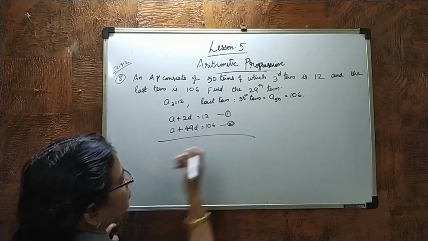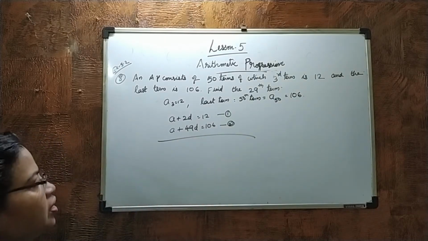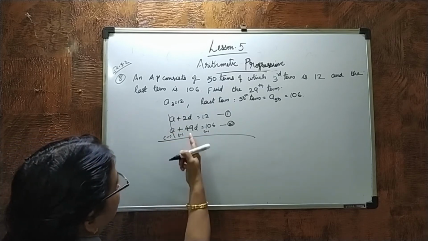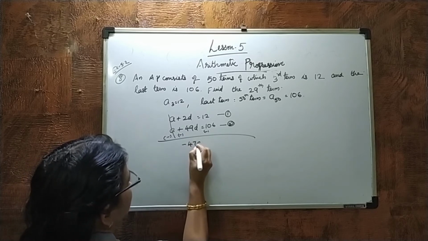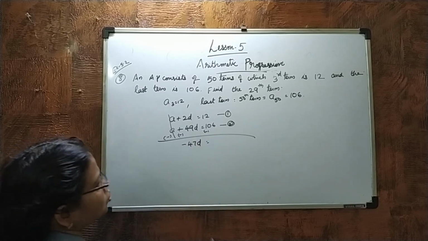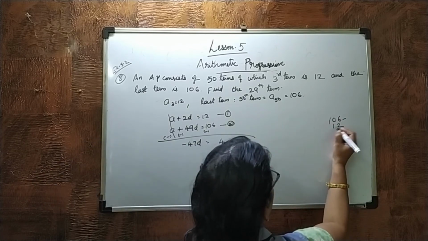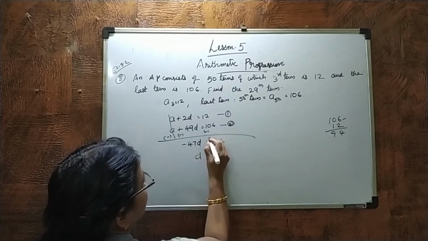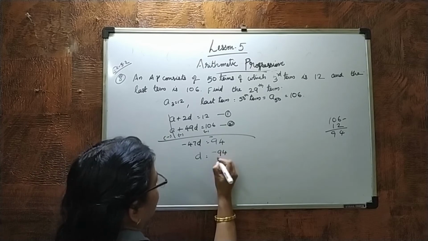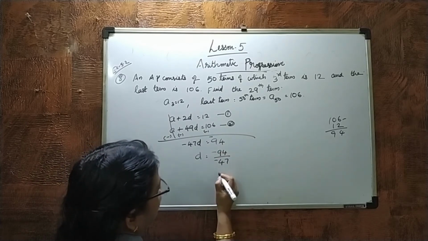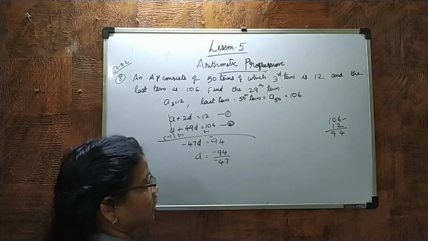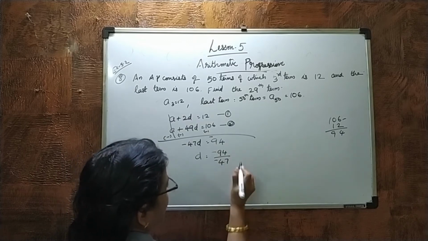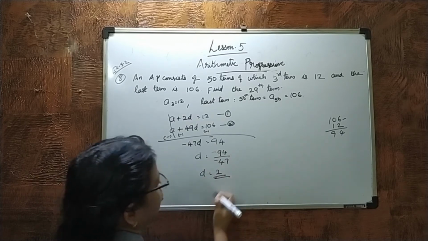Now here also we can do it fast. Subtract: A minus A cancels. Here 49 minus 2, you get negative 47D equals 106 minus 12. 106 minus 12 is 94. So D equals negative 94 divided by negative 47. 45 into 2 is 90, 46 into 2 is 92, 47 into 2 is 94, and negative divided by negative is positive. So D is equal to 2.